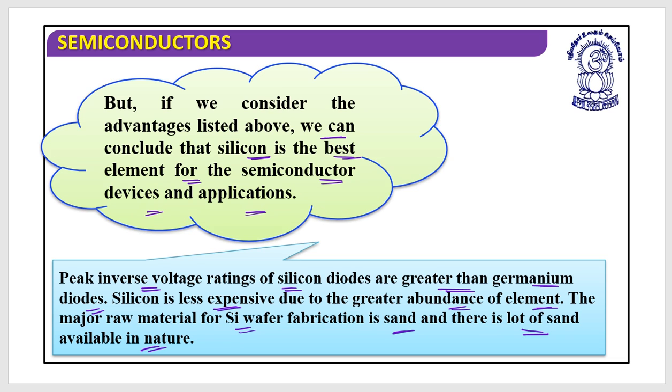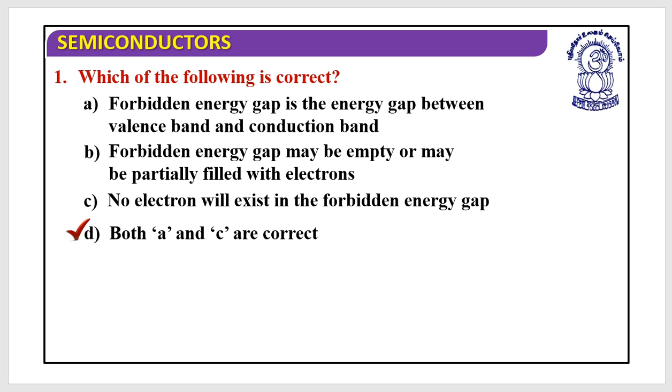Is it? Great. Now let's look at certain quick questions. Which of the following is correct? First, the forbidden energy gap is the energy gap between the valence band and the conduction band. Yes, this is correct. Next, the forbidden energy gap may be empty or may be partially filled with electrons. No, this is just the energy gap. This cannot be filled or emptied. No electron will exist in the forbidden energy gap. Yes, this is correct. So the answer should be D, both A and C are correct.